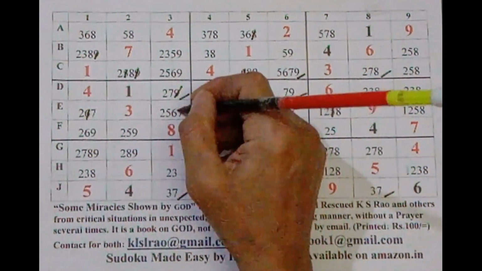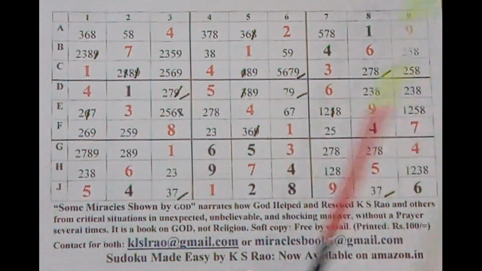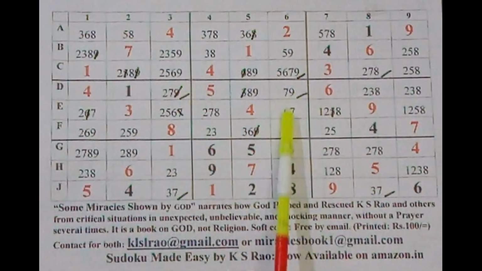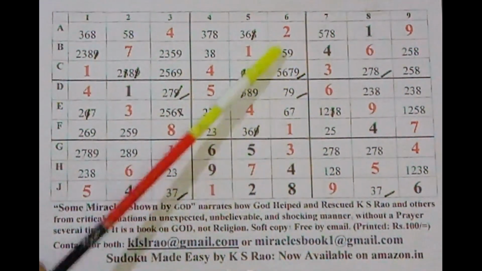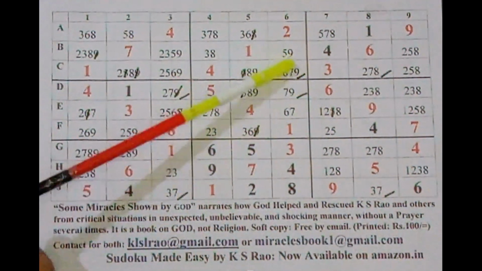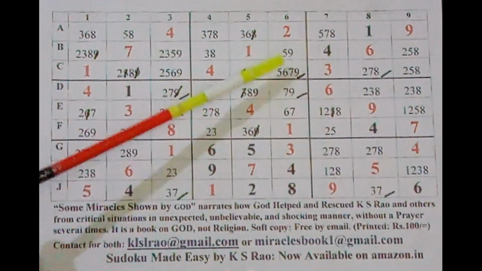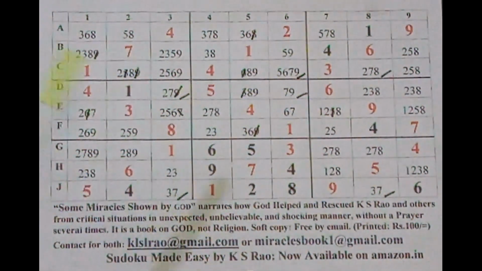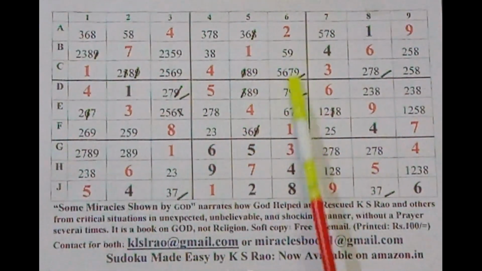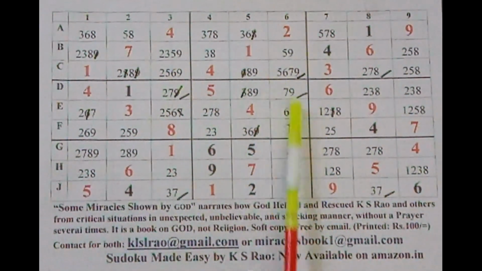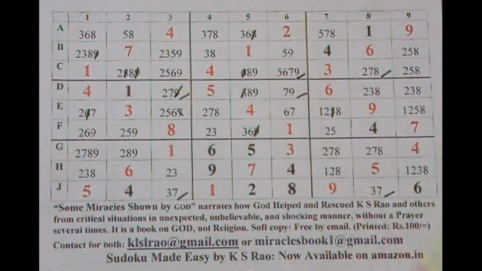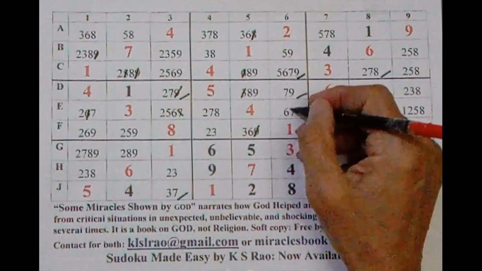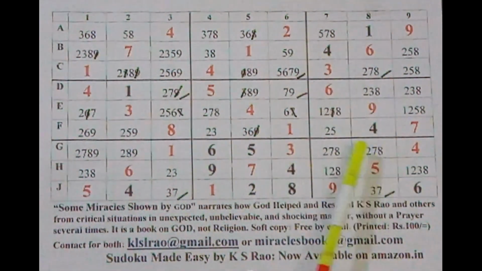Let us delete that. And here also, see, another funny thing. See, a 7 has to be here or here, in C6 or D6. Therefore, if a 7 has to be in one of those 2 places, how can a 7 remain in E6? That 7 also goes. Okay.